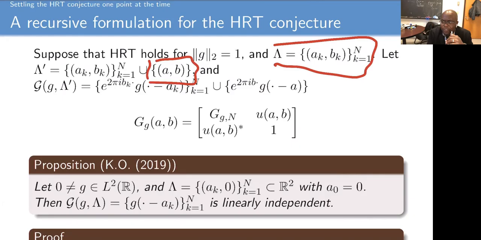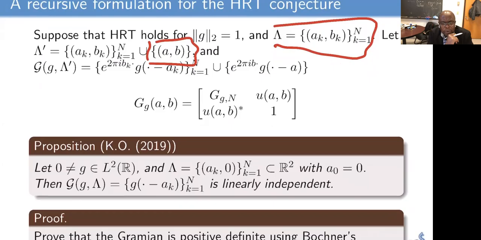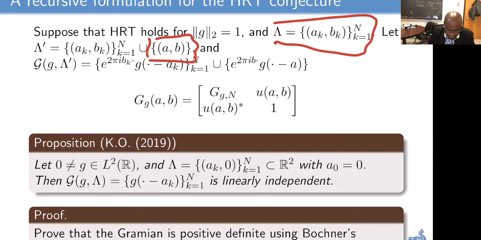And in order to look at this, what I want to do is to look at the Gramian of the system generated by this function. The Gramian of the system is just the square n plus one by n plus one matrix that you obtain by taking the inner product of all the functions in your system here. So you can break this into a block matrix where the upper left corner is a Gramian that corresponds to the system that you know already is linearly independent. Remember, my assumption is that for the first n points in my system, I know that the HRT conjecture is true. So if I look at that Gramian, I know that in terms of Gramian, that just means that this matrix is a positive definite matrix, because by definition, the Gramian is always positive semi-definite.